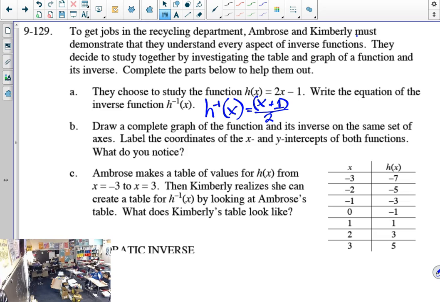It's fine. Because we can just keep saying y. So now the inverse of h of x will be the quantity x plus 1, divided by 2.